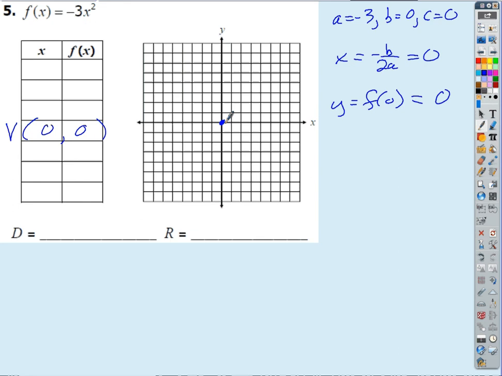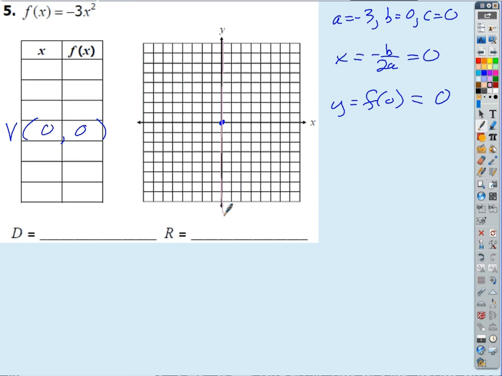Is this one going to open up or down? It's going to open down. Good. If I want to graph the axis of symmetry, by the way, there it is, right? There's my axis of symmetry. Now how am I going to get the other points? What could I do? Yeah, I just plug in convenient x values, right? Compatible x values.